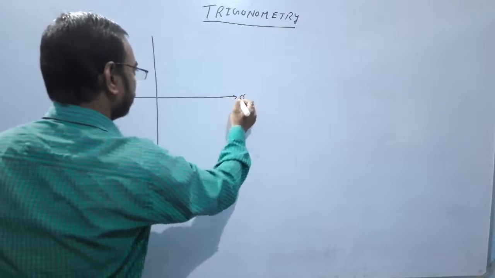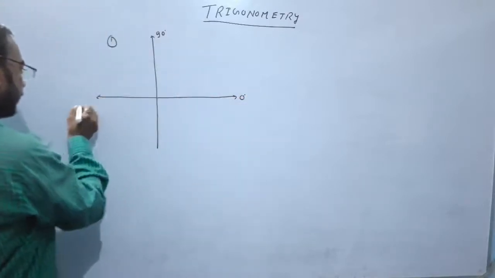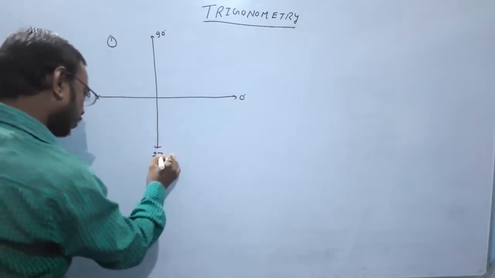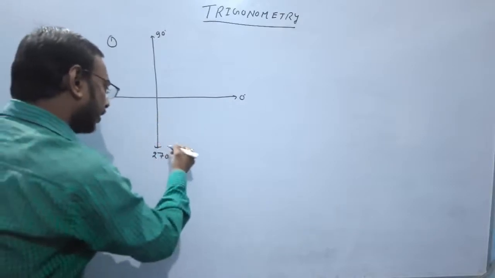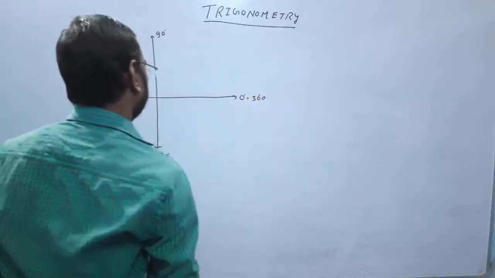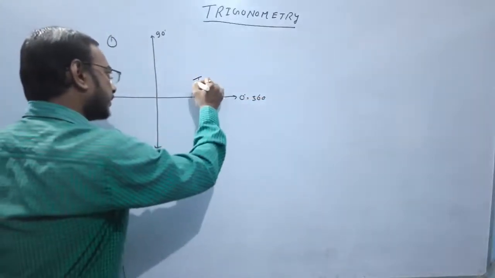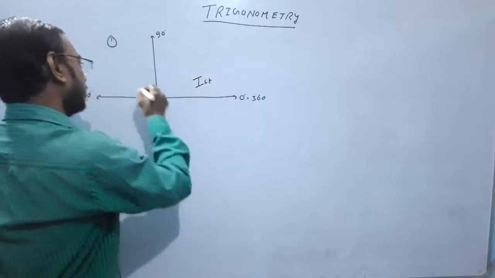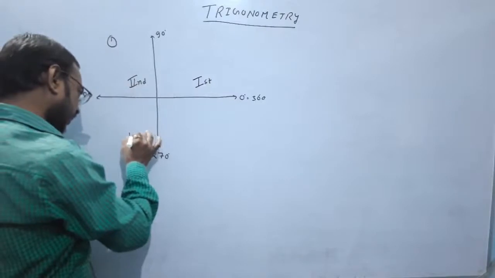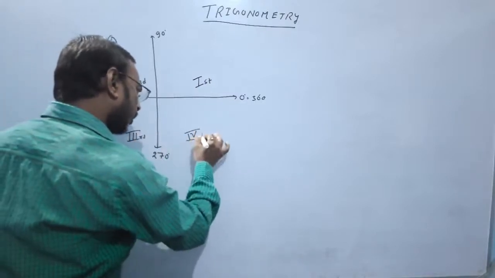First of all, we must remember this is 0 degree. If we move here, then this is 90 degree. This one is 180 degree. This one is 270 degree. If we move another step, then it is 360 degree. Okay, and we also know that this is the first quadrant, this one is the second quadrant, this one is the third quadrant, and this one is the fourth quadrant.